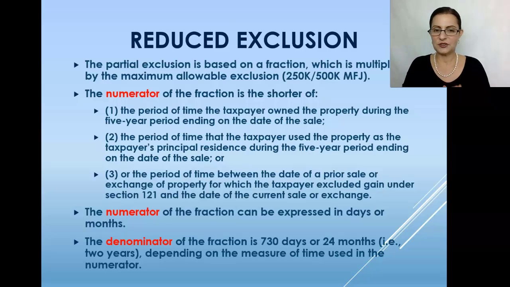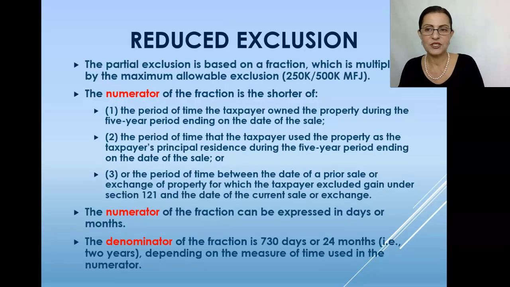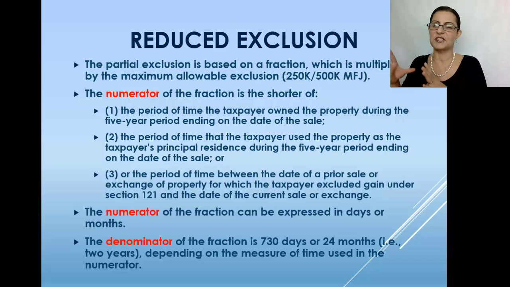So the partial exclusion is based on a fraction, which is multiplied by the maximum allowable exclusion. So you multiply the number of days that the taxpayer actually lived and owned the home by the maximum amount that they would be able to exclude if they had actually met the 2-year ownership and use test.